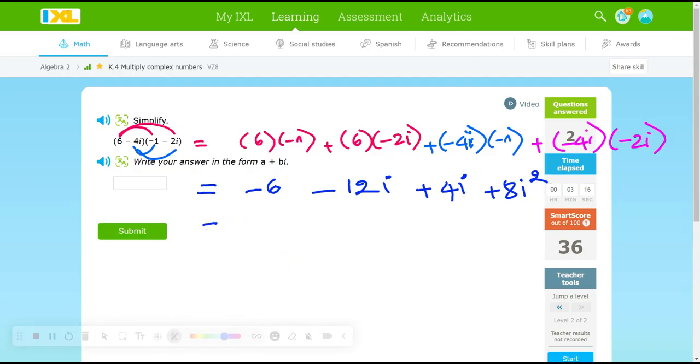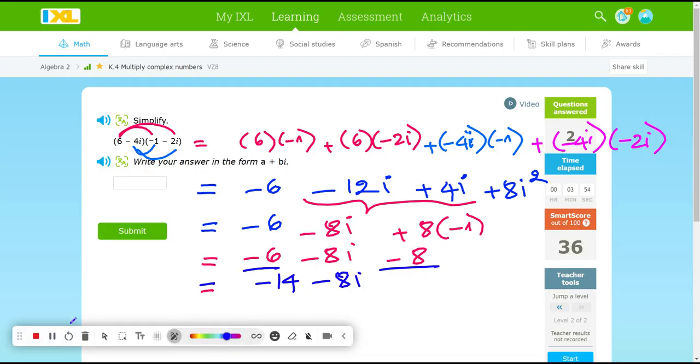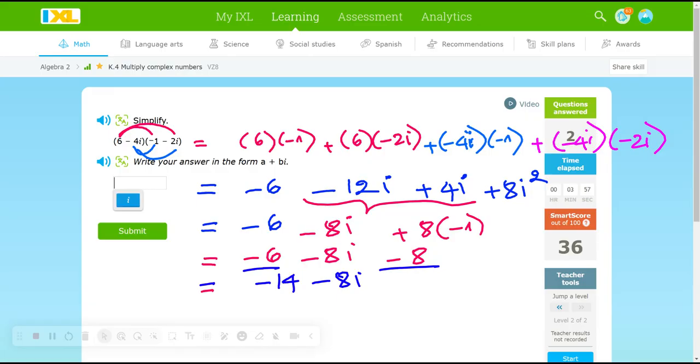Okay, so now we combine. Let's combine these two together. -12i plus 4i, that's a -8i. And then you've got 8i squared in the back, but i squared I substitute by -1. Now I've got -6 subtract 8i, 8 times -1 is -8. So now I combine -8 with -6, that's -14, and then subtract 8i. That is your final answer. Okay, so I put it in the box.